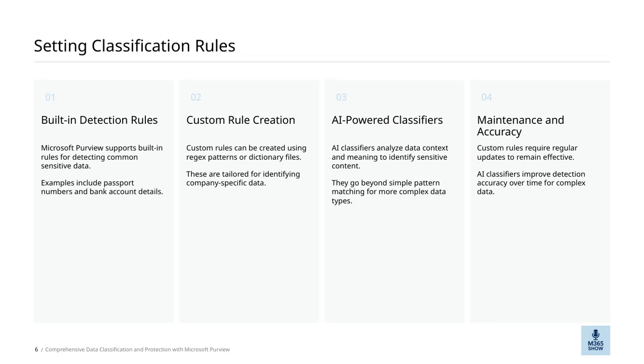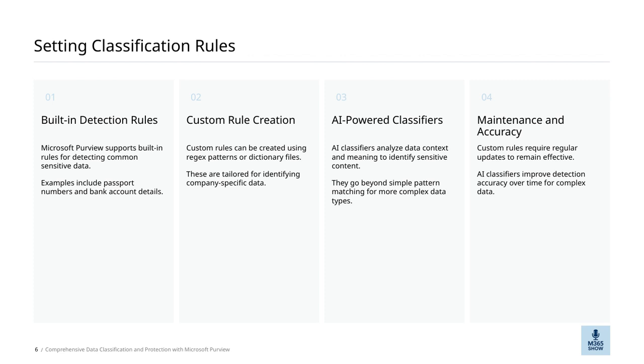Let's take a closer look at setting classification rules. Custom rules are essential, but it's important to remember they require regular updates to stay effective. As your data evolves, so should your rules to ensure continuous protection. AI classifiers play a crucial role here. They improve their detection accuracy over time, especially when dealing with complex data types.